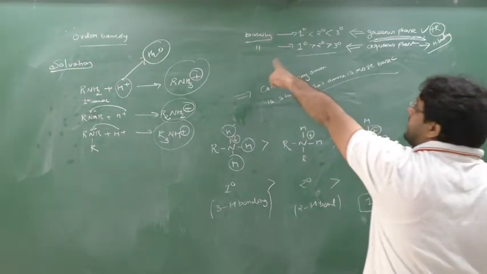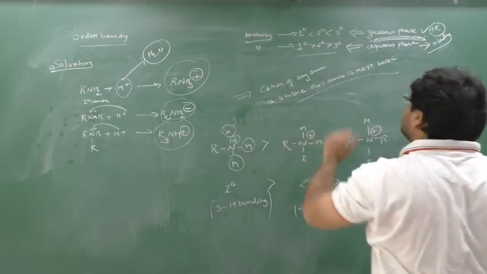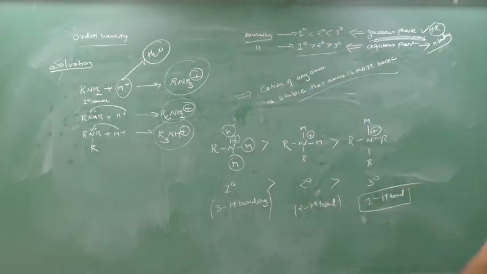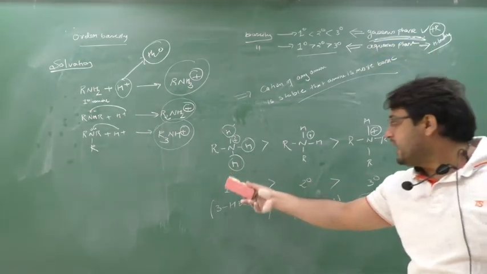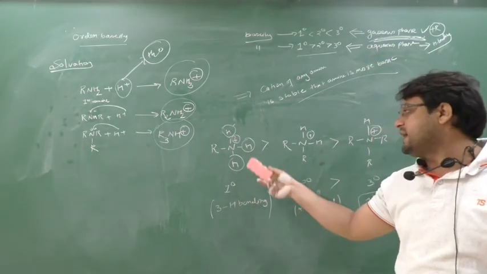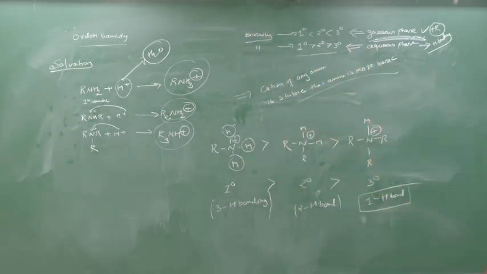Similarly, the basicity of amine is 1 degree greater than 2 degree greater than 3 degree. So the order is getting changed. We are seeing this in the aqueous phase, and there we apply hydrogen bonding. More hydrogen bonding, more stable, more basic. So the 1 degree amine cation can make more hydrogen bonding, more stable, meaning more basic. Clear this part?